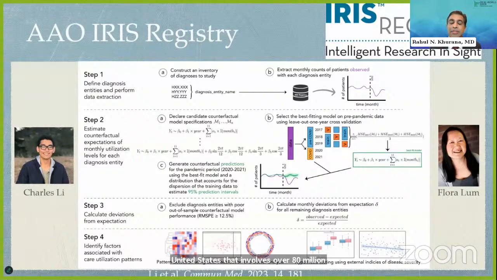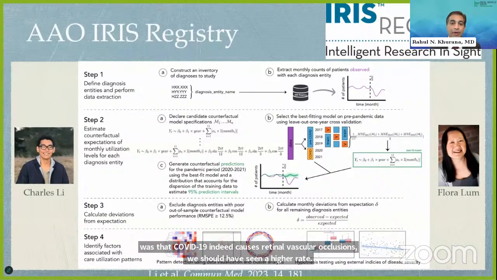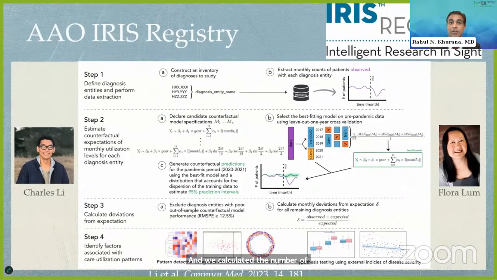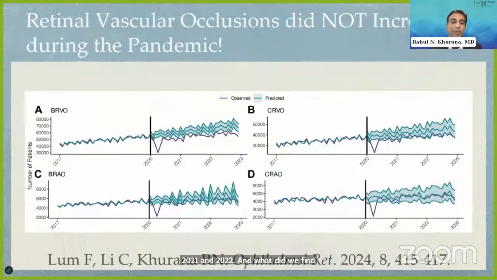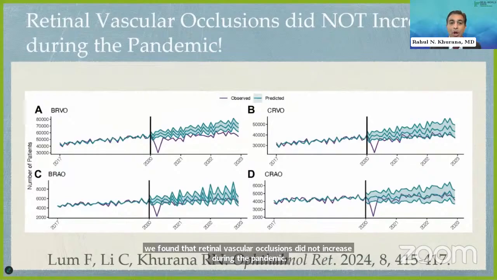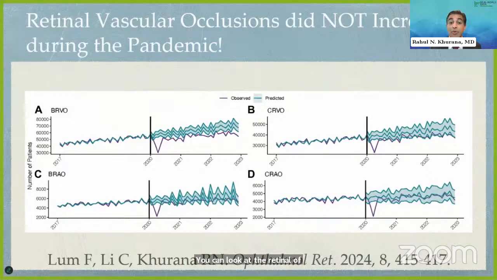In a really nice analysis led by Charles Lee and Flora Lum, we decided that if the hypothesis was that COVID-19 indeed causes retinal vascular occlusions, we should have seen a higher rate. We calculated the number of retinal vascular occlusions in 2017, 2018, and 2019, and developed models of what we should have expected to see in 2020, 2021, and 2022. And what did we find? Essentially, we found that retinal vascular occlusions did not increase during the pandemic. You can look at BRVOs, CRVOs, BRAOs, and central retinal artery occlusions, and there was no increase.